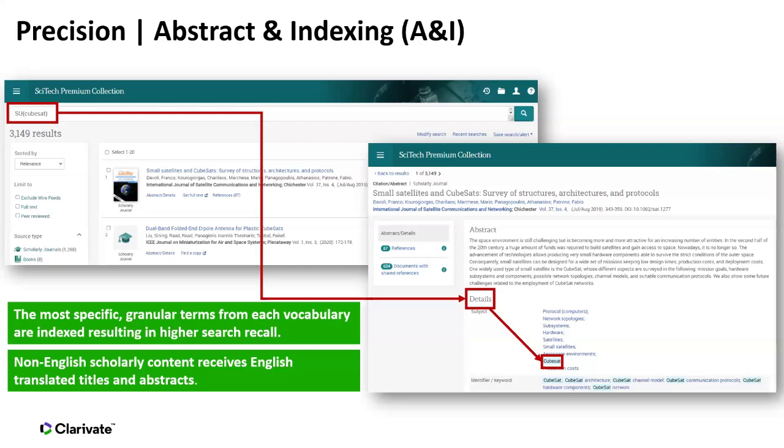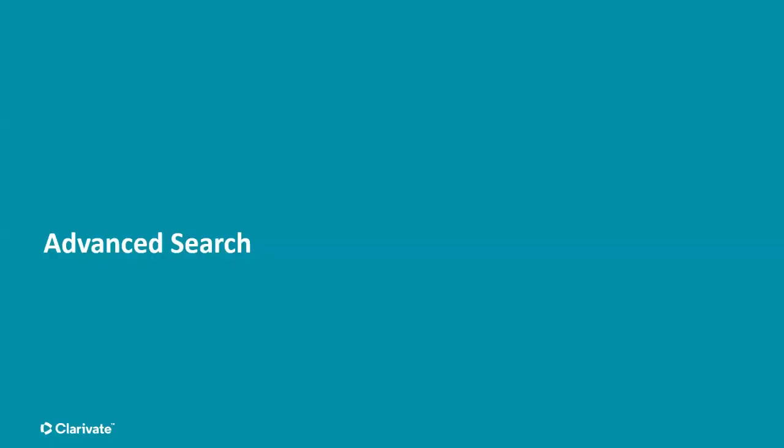You'll note that non-English scholarly content receives English translated titles and abstracts within this database as well. And thesauri are another example of how indexers apply controlled vocabulary for the precision searching of scholarly literature. And we'll talk a little bit more about this as well. I'd also like to talk just a little bit about the advanced search. This is something that is commonly used within this particular database. So I like to go over exactly what it contains, and again, the types of filters and features that you'll be able to find within it.